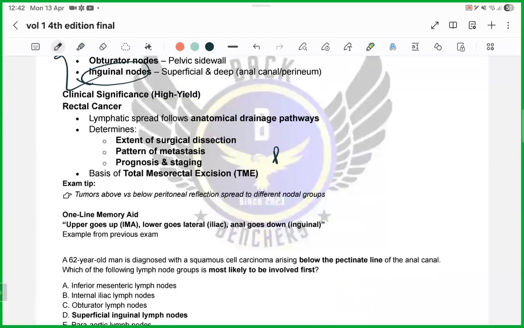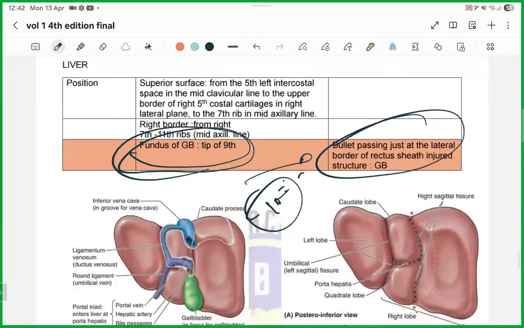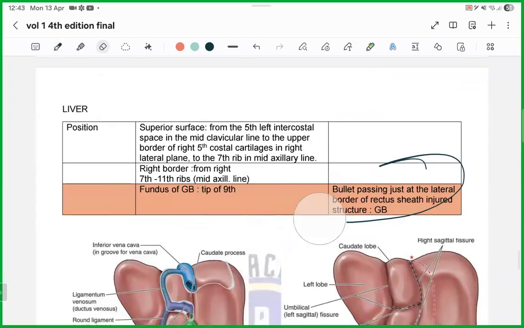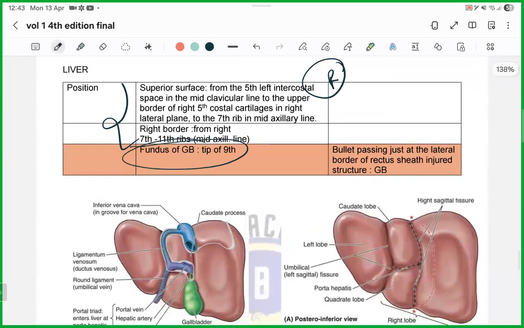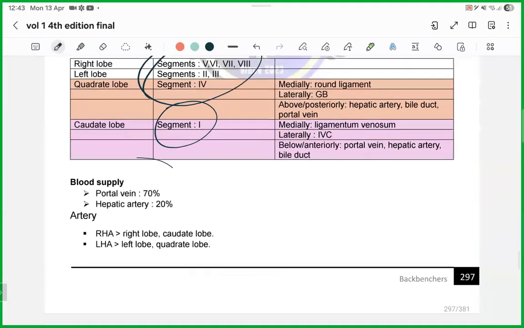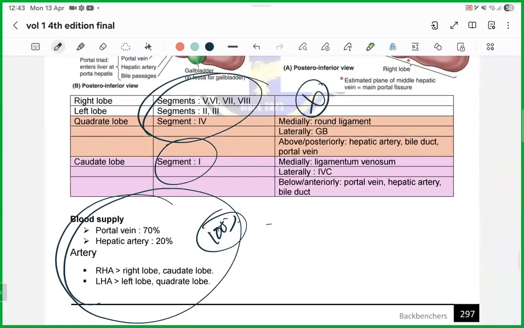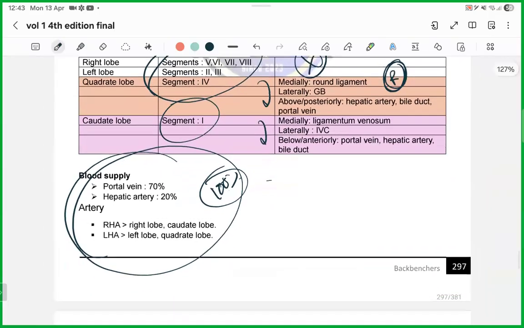These you can give a reading, not important. These are the questions; you see the explanations. Then we have liver. All of these things you can give a reading. They don't ask any question. Remember fundus of gallbladder at tip of ninth, and this question: bullet passing through lateral border of rectus sheath, injured structure, gallbladder. And you just need to know the segments and blood supply, 100%. Others not important. They don't ask the boundaries of quadrate lobe, caudate lobe. But if you want, you can give a reading. Not so important. You don't have to waste much time on these things.